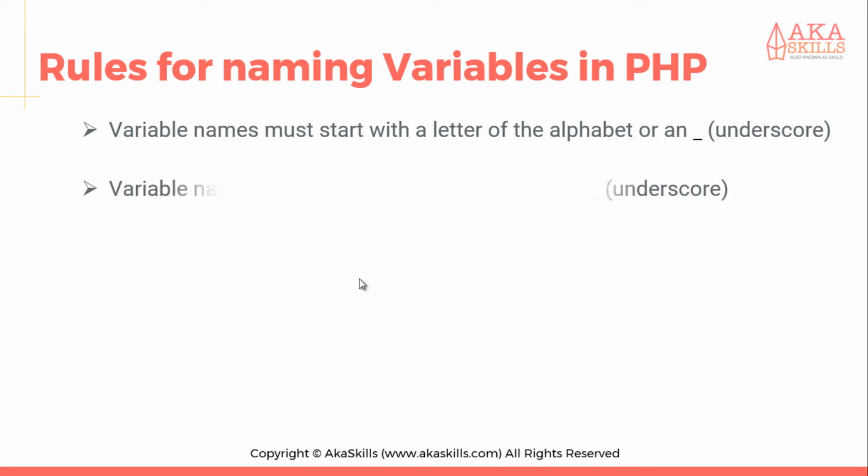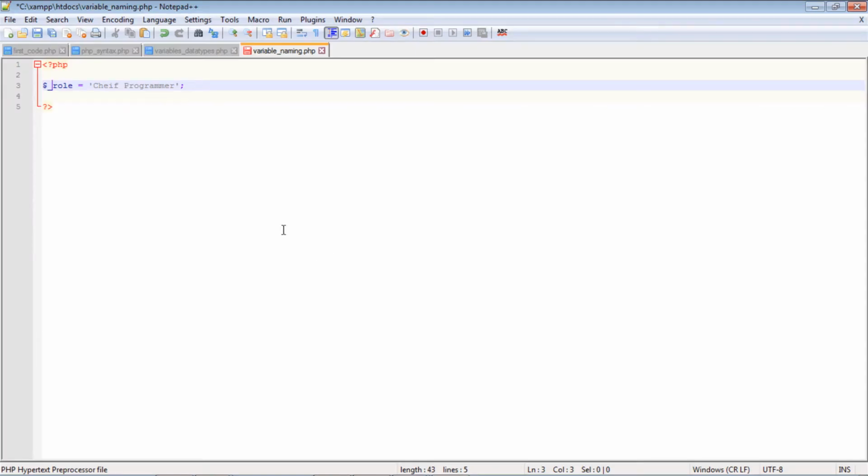Now the second rule is that variable names can only contain small letters a to z, capital letters A to Z, numbers from 0 to 9, and the underscore. These are the only valid characters that PHP would recognize in a variable name. For example, you could say role1. This is also acceptable. You could say chief role1. It's also acceptable.